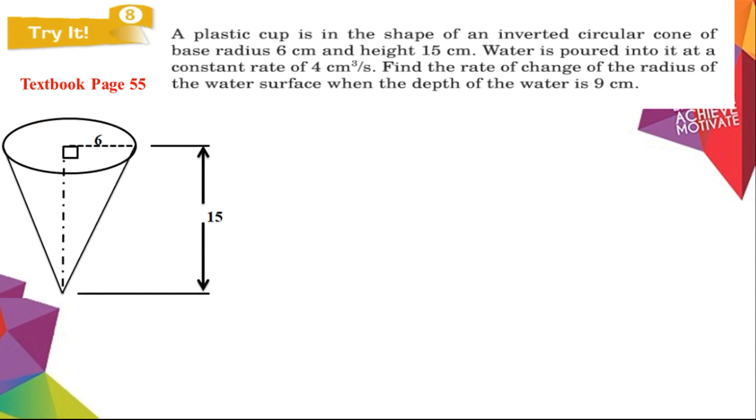So this is the inverted circular cone with the base radius 6 cm and the height 15 cm. Remember, this is the inverted circular cone. Water is going to be poured into this cone at a constant rate of 4 cm cubed per second. And we are going to find the rate of change of the radius. So we are going to find and rewrite all the variables.